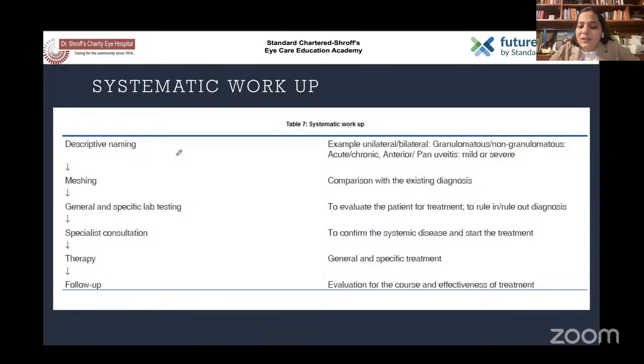Whether it is occlusive or non-occlusive vasculitis is very important and helps us to tailor our investigations, reach a diagnosis, and give the specific treatment.